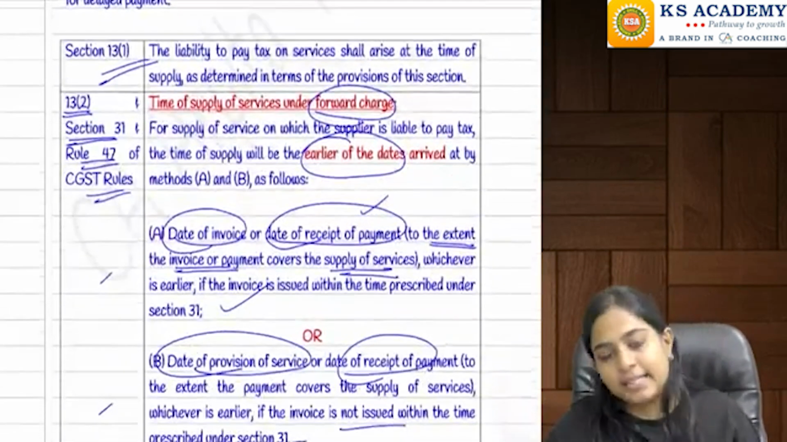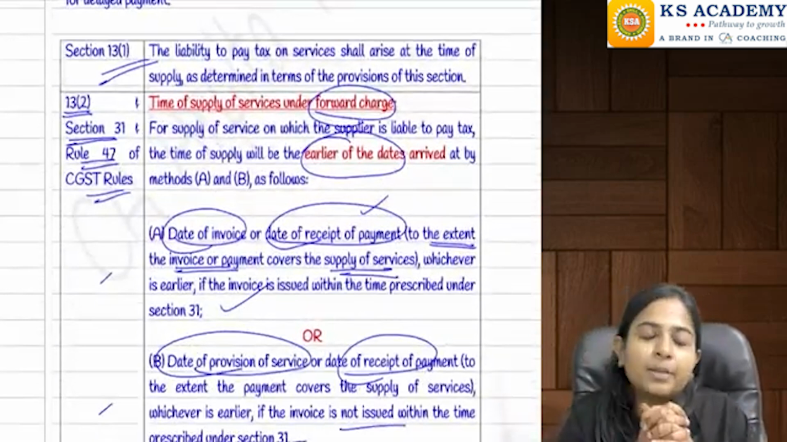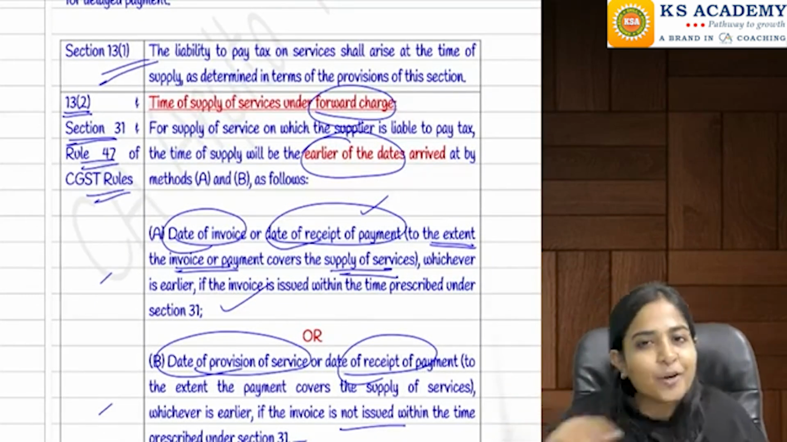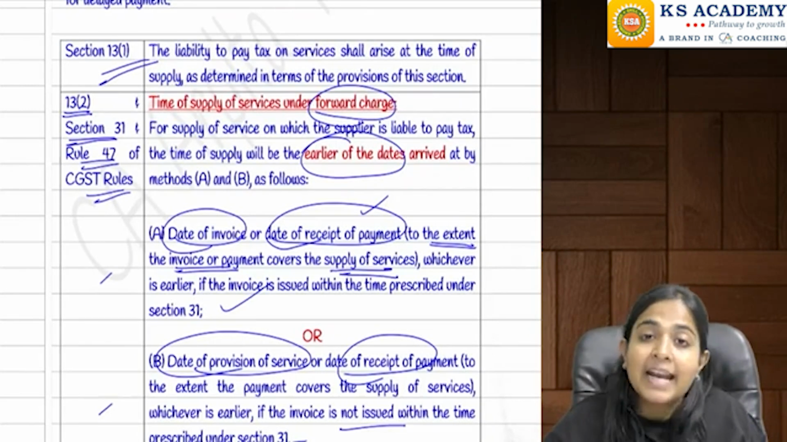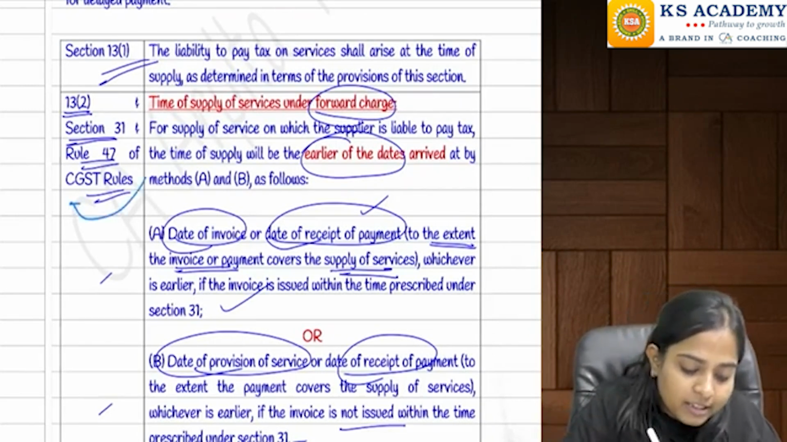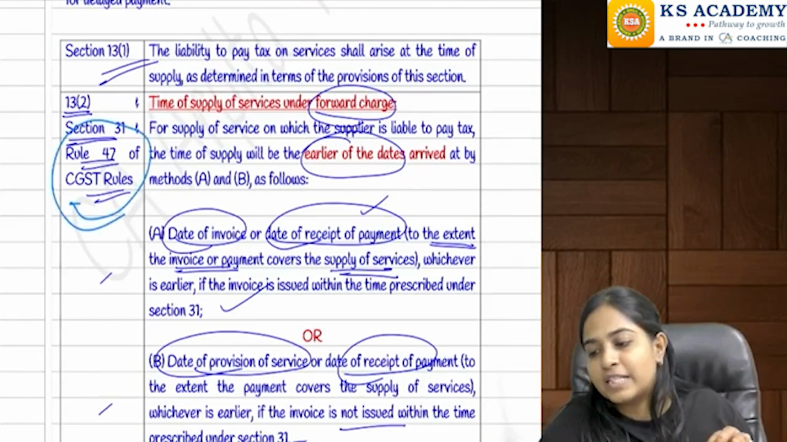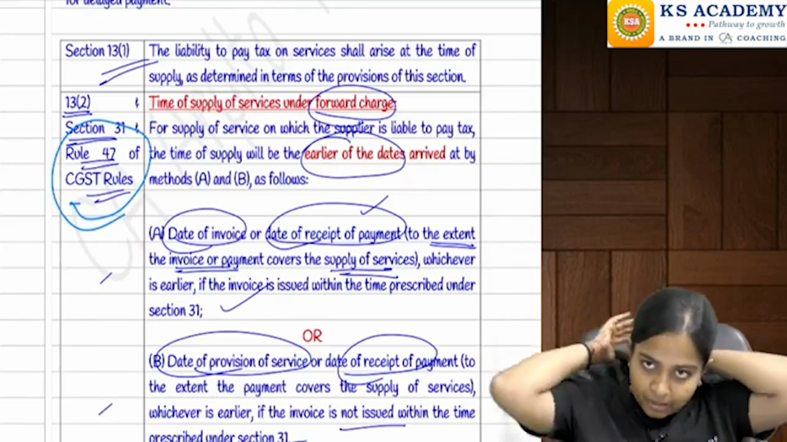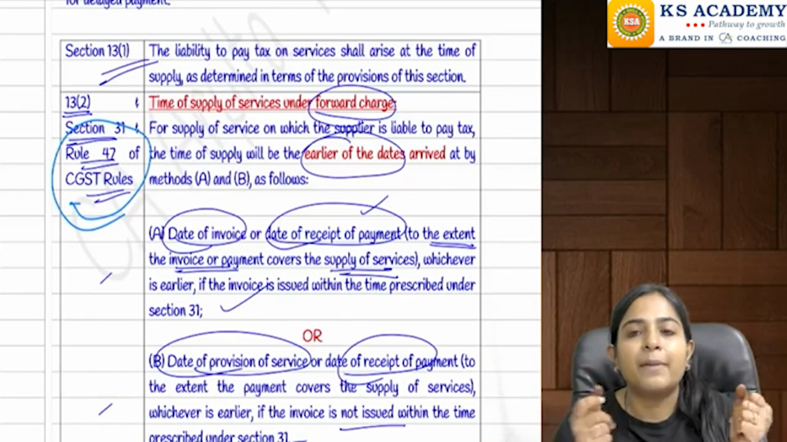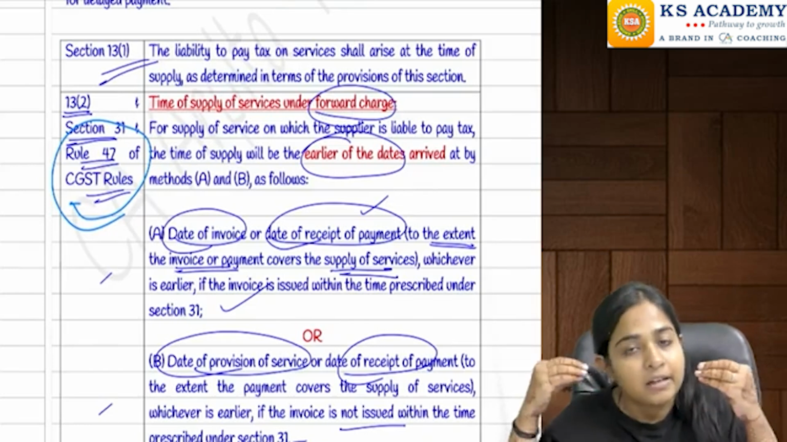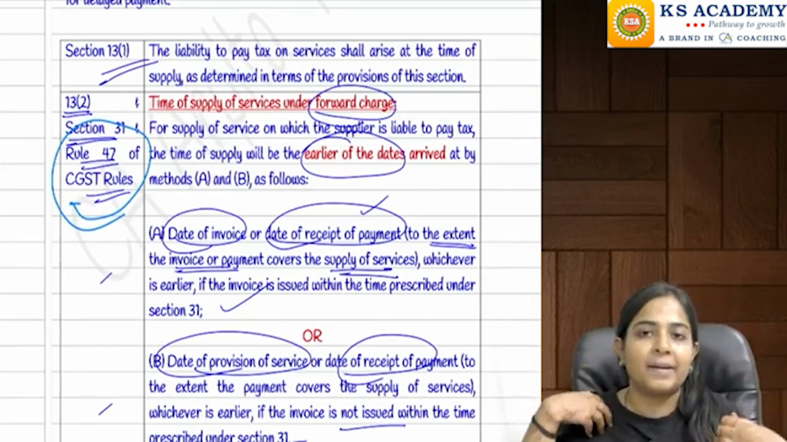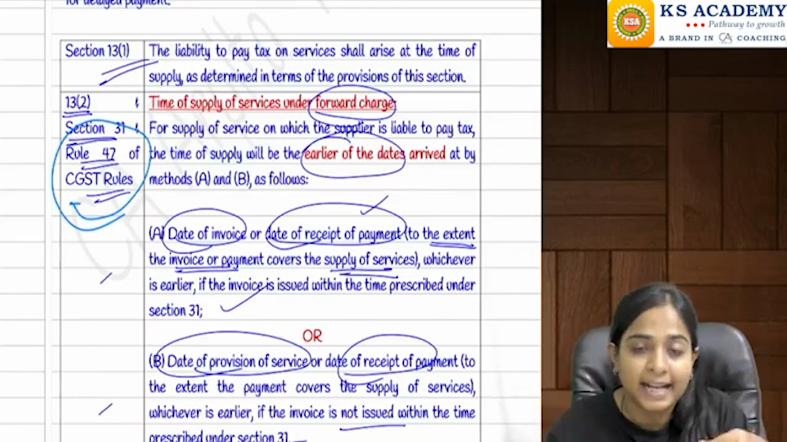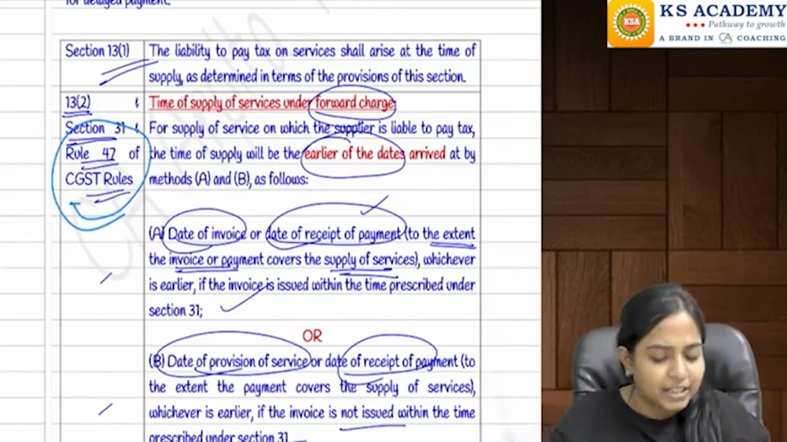Now let's start. Correspondingly, we have section number 13 subsection 2. Section 13 subsection 2, again we have to read along with section number 31 and along with rule number 47 of the CGST rules, where we are going to study about invoicing only. Now let's recollect: time of supply under services given under forward charge, that is, I am the supplier, you are the recipient. I am providing you some service, I am going to collect the money plus the tax from you, and I am going to pay the tax to the government.